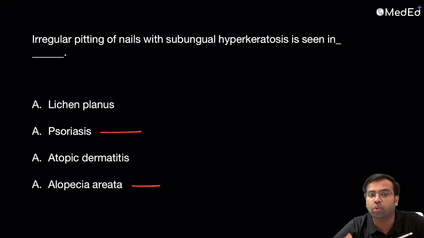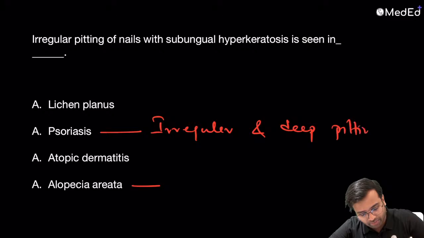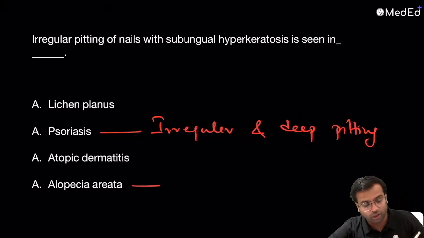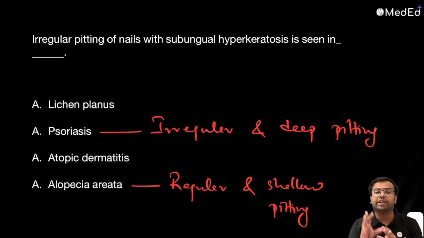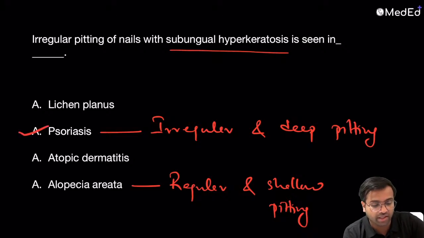What is the difference in the pitting in both these cases? In psoriasis, you can find an irregular and deep pitting of the nails. Whereas, very good Priya, in alopecia areata, you can find a regular and shallow pitting of the nails. Clear? So whenever it is irregular and deep, it is associated with psoriasis. Exact opposite, regular and shallow is associated with alopecia areata. And then where do you find subungual hyperkeratosis? It is also seen in psoriasis. Hence here the right answer should be psoriasis.